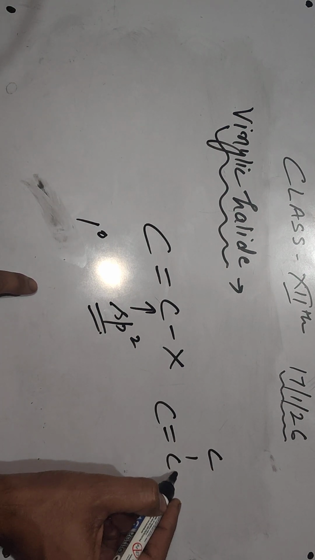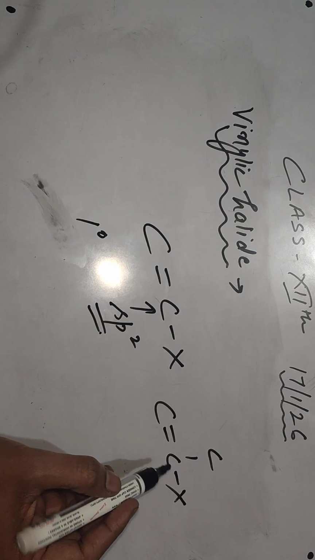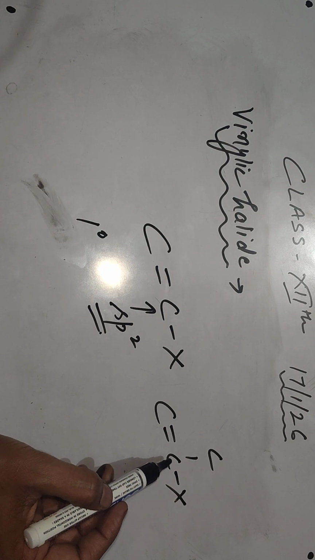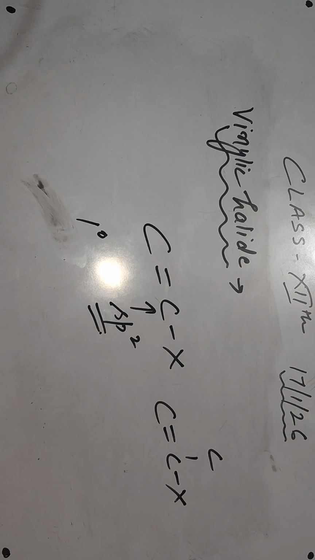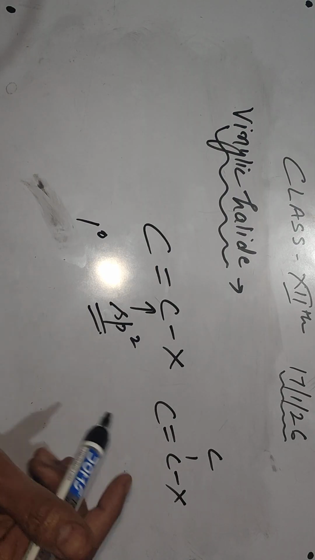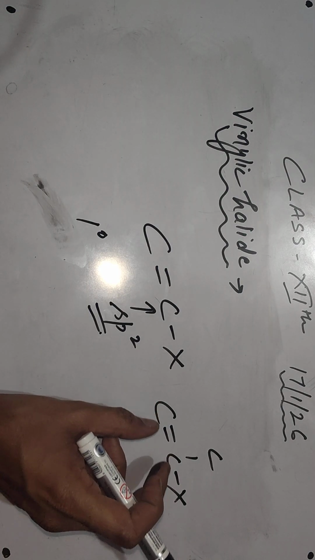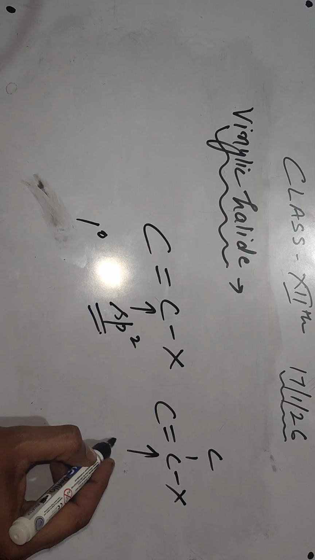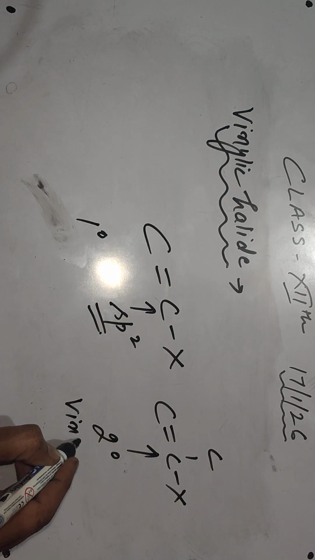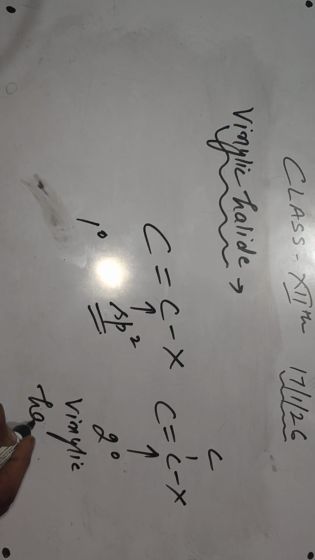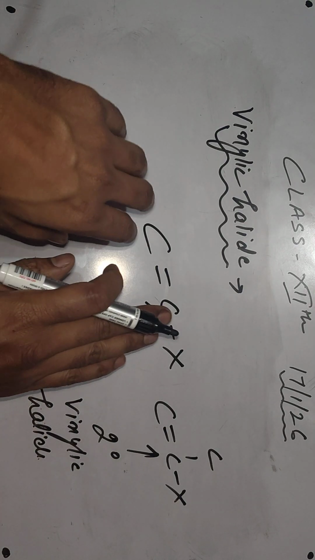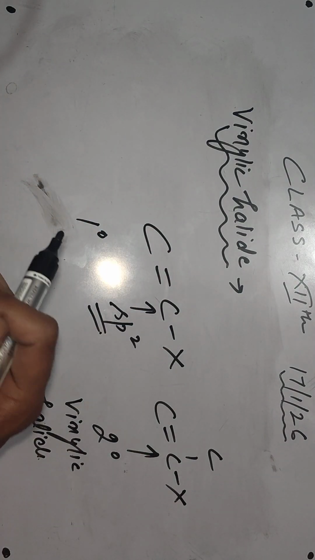If I draw it like this, now you can check this carbon is further connected to this carbon and directly connected to this carbon. So 2 carbons, it is getting directly connected. So the degree is 2 degree vinylic halide. So 1 degree and 2 degree vinylic halides are possible.